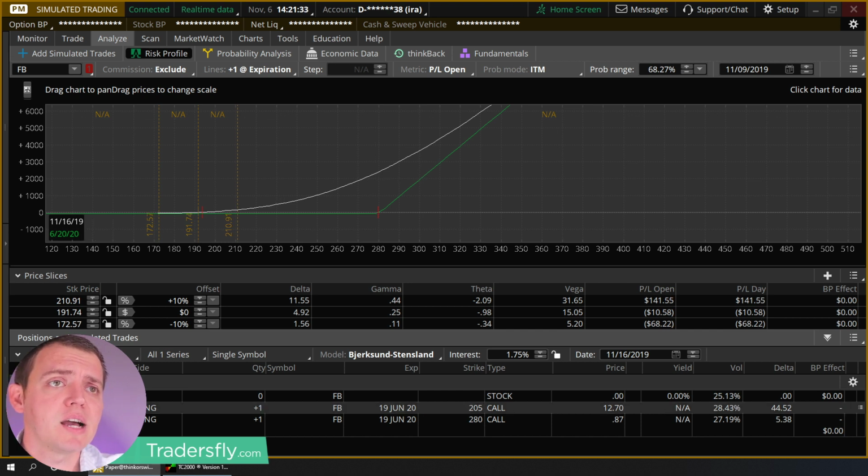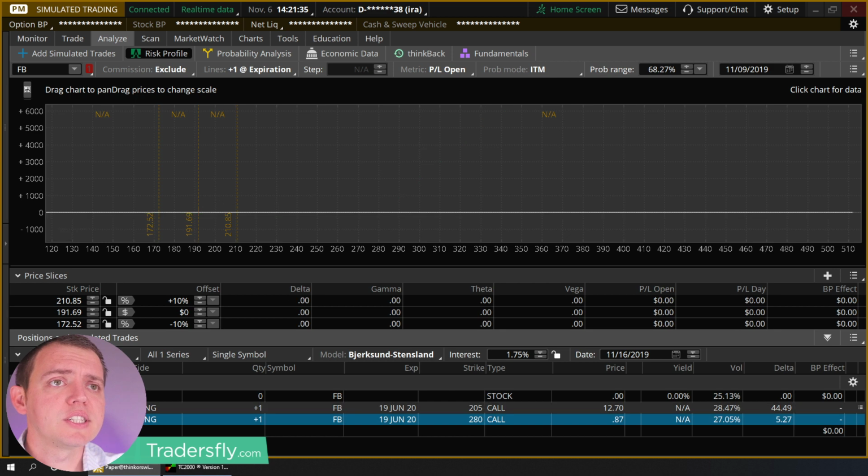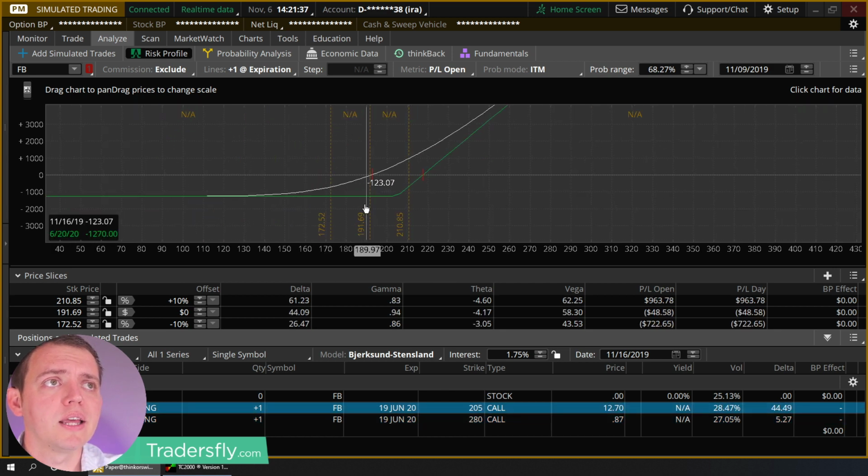Obviously, there are more advanced option strategies, but really you could say, hey, do I want to pay more and get it a little bit closer?